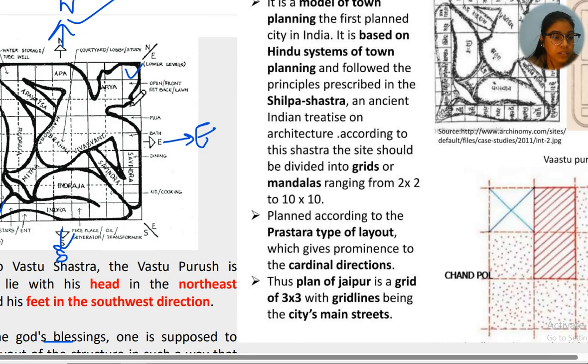Now just look at this image. In the northeastern side, as you can see, they have placed the puja, bath area, open front setback and lawns, courtyard, lobby and study area. These things are located in the center point. Now coming to the southeast point, they have located the kitchen, cooking area or fireplace on the southeastern side. On the southwest side, they have placed the sleeping area, or master bedroom, staircase, and entrance. So these things are placed on the southwest side.